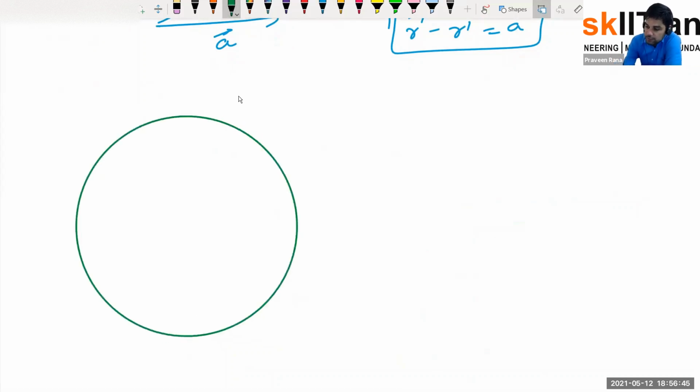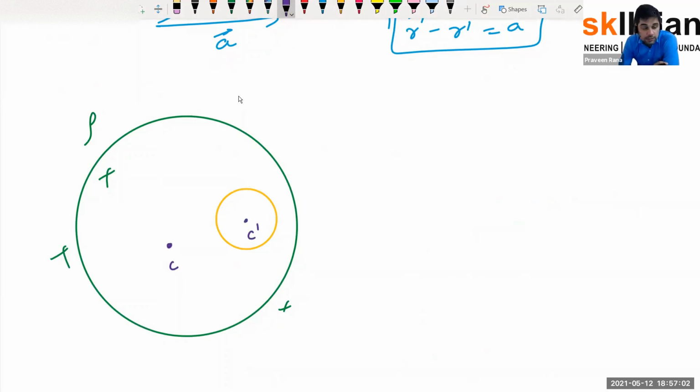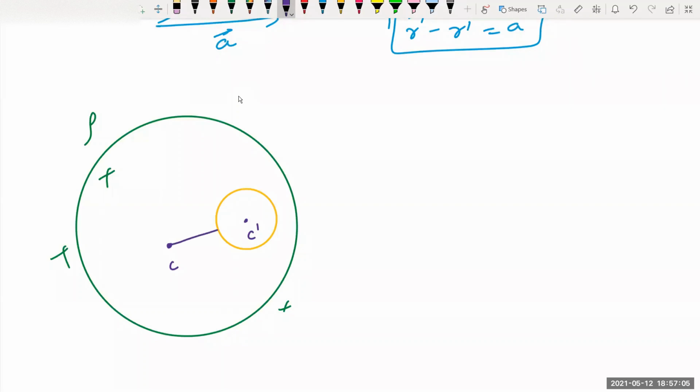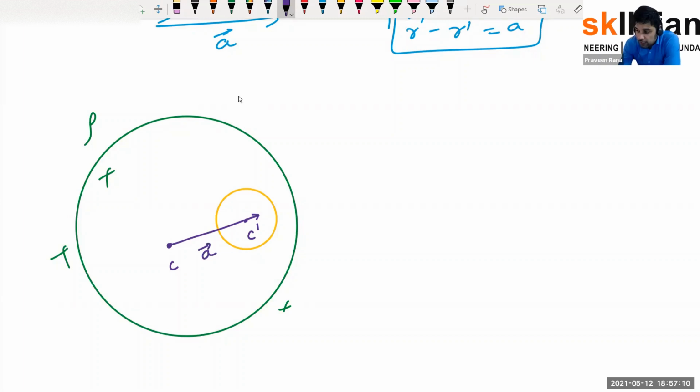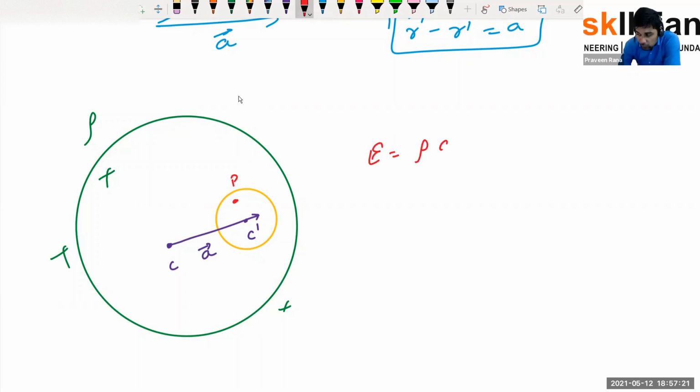First of all, let's say you have a spherical charge of charge density rho. Then there is another spherical cavity present inside the sphere. So always find the distance between centers. So find this vector A. This is a vector. Now consider any point inside this cavity. Let's say I have a point P here. So I derived the value of electric field as rho A over 3 epsilon naught.